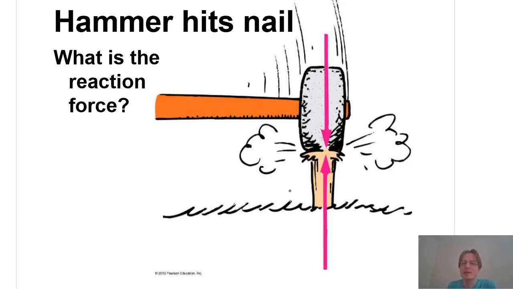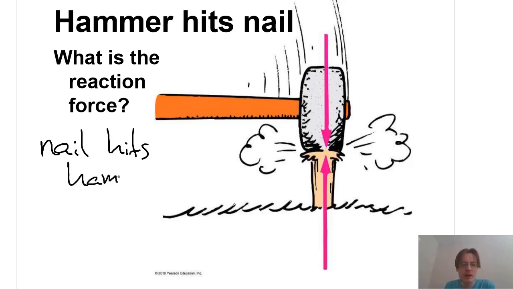Well, we don't like to nail things by hand. The reason is the force that you give to the nail gives an equal but opposite force upon your hand. So the reaction force is the nail hits the hammer. And that's why I don't hammer things by hand, because whatever force you give, you get back on you.